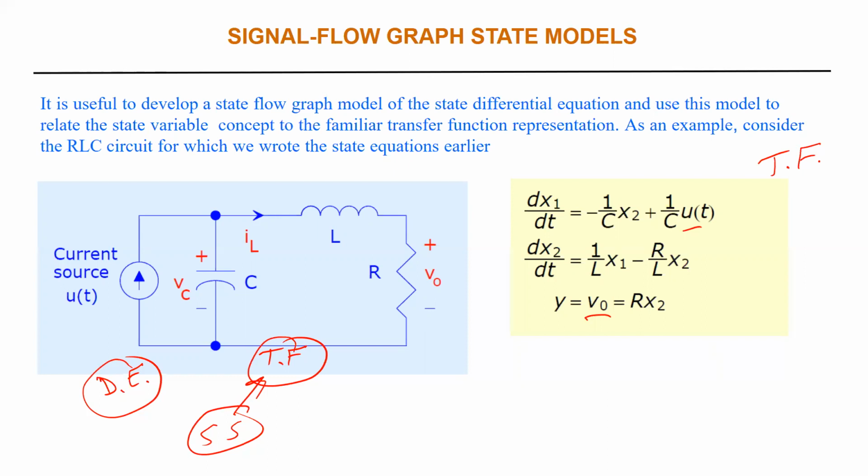As I said, suppose you have this RLC circuit, and I would like to get the transfer function. We already have this; if you go to the previous examples, this example is already given. We already derived it by applying KCL here and KVL in the other loop, and this is the model which we get. Now let me convert this differential equation into a signal flow graph.